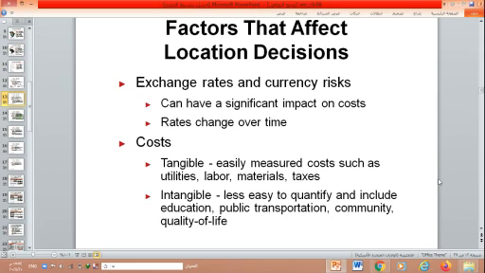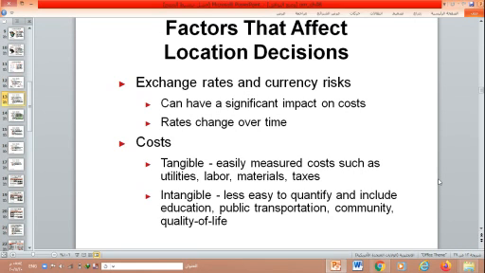Okay, as we said before, the exchange rates and the currency risk have a significant impact on costs. Rates change over time, so it is volatile. So the firms can take advantage of a particularly favorable exchange rate by relocating or exporting to foreign countries.